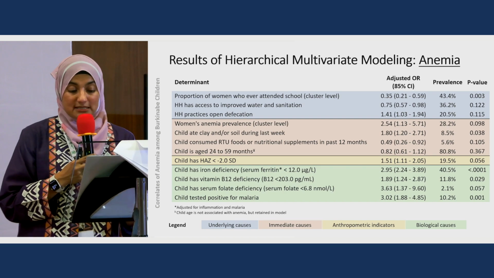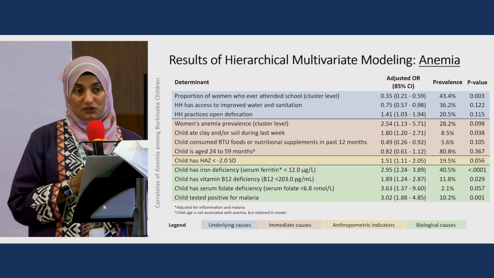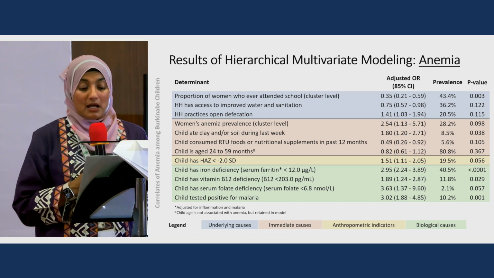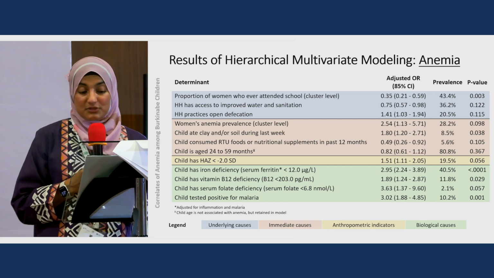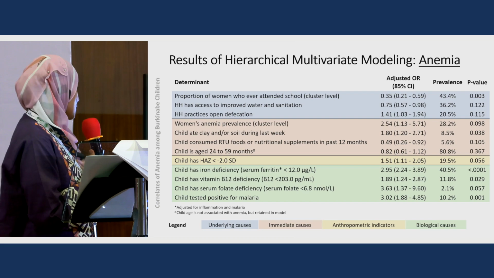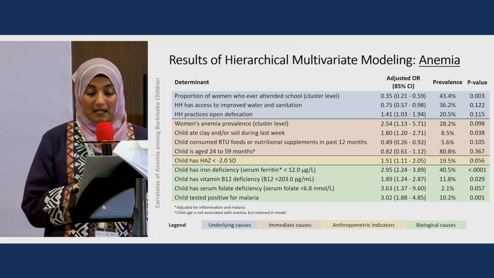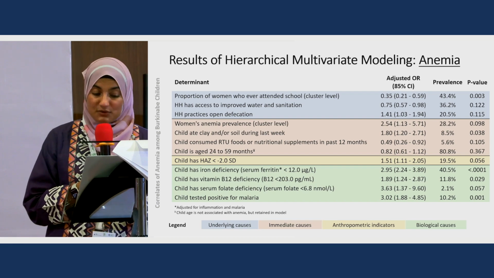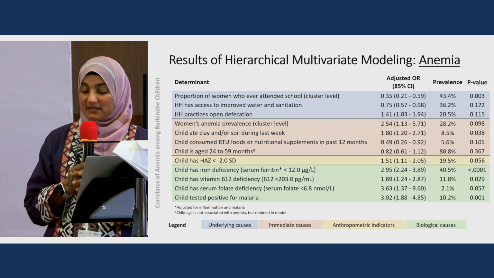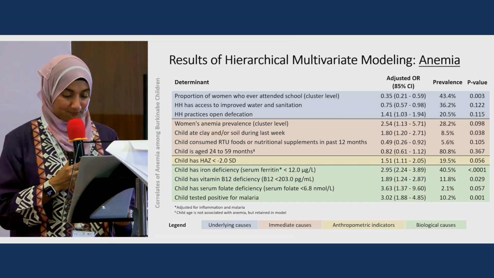Among the immediate causes, we see that the burden of anemia among women 15 to 49 years, which we considered as a proxy for maternal burden, as well as pica practices, were associated with higher odds of anemia among children, while consuming ready-to-use therapeutic foods or nutritional supplements were protective. Child age was not associated with anemia, but we retained it in the model to control for residual confounding or for any unmeasured covariates in our data set.